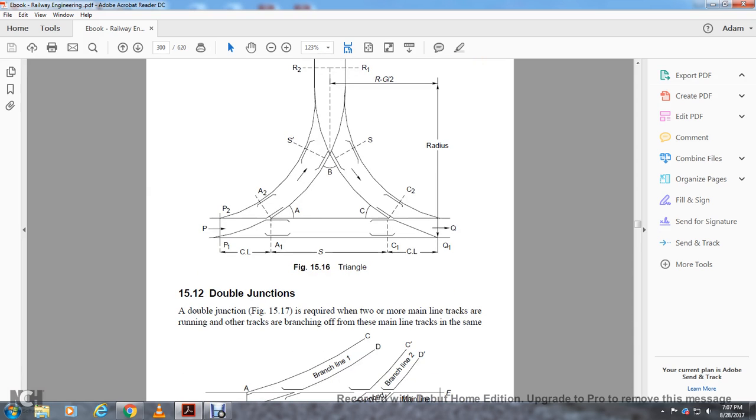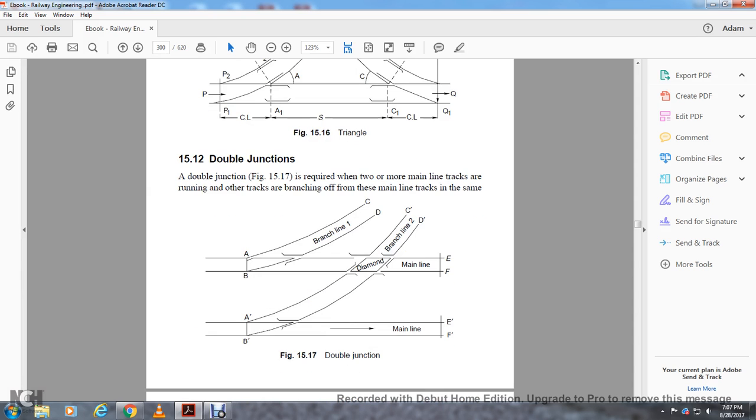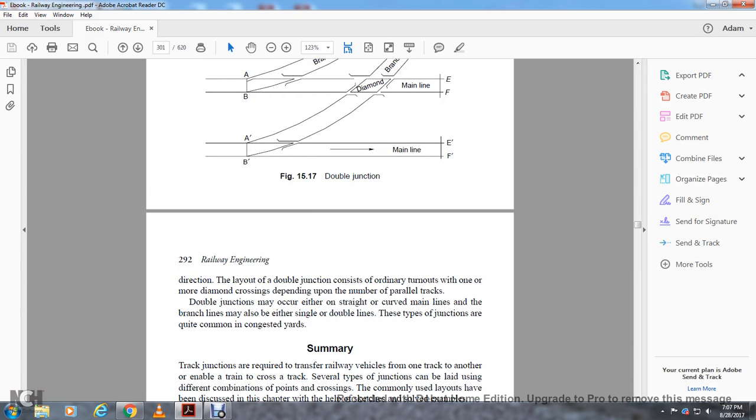Double junction. A double junction is required where two or more main line tracks run and other tracks branch off these main line tracks. A double junction shows the two main lines, a diamond, and a branch line. The layout of the double junction consists of ordinary turnouts with one or more diamond crossings, depending on the number of parallel tracks. The double junction may occur with straight and curved main lines, and the branch lines may also be single. The double line type of junction is quite common in congested areas.